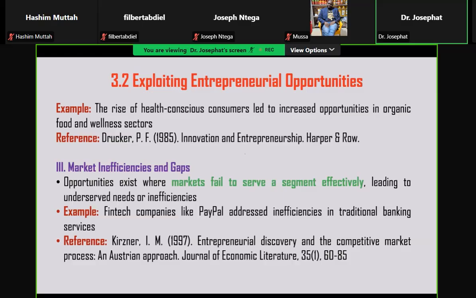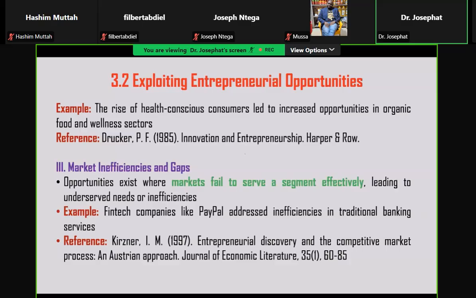Ukiangalia kwamba kama kuna market inefficiency and gaps, kwamba soko lililopo linashindwa kutimiza majukumu yake au limeshindwa kuweza kufulfill mahitaji ambayo yanayohitajika. Tumeangalia mfano wa fintech companies, but also you can talk about fintech applications like M-Pesa na whatever, ambazo pia zimeenda kuaddress inefficiency in traditional banking system, whichever the case. So that can be the third one.